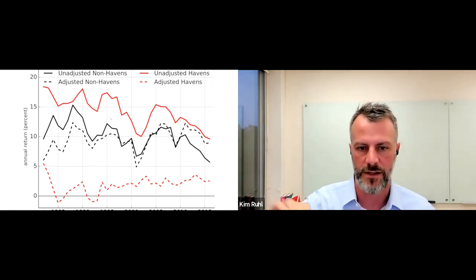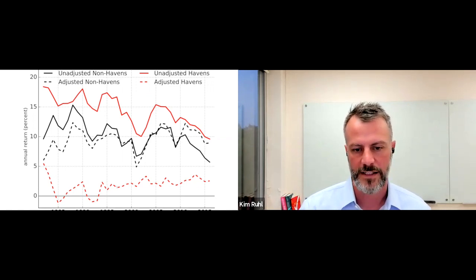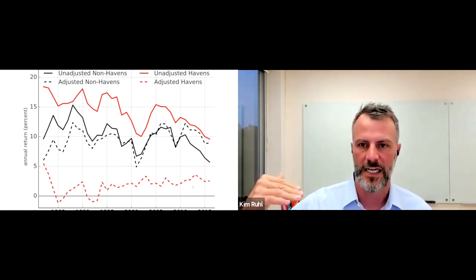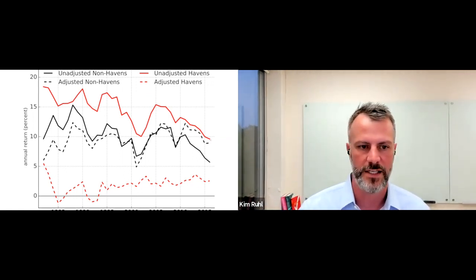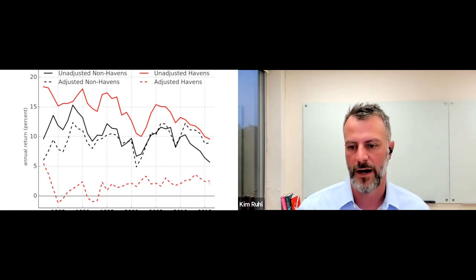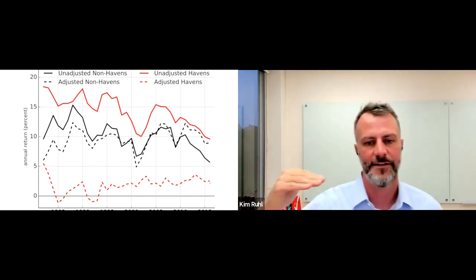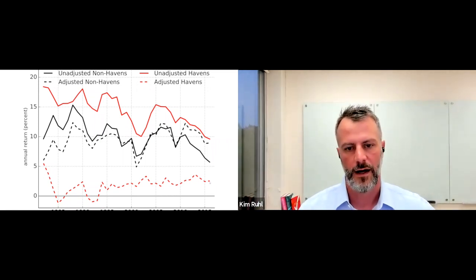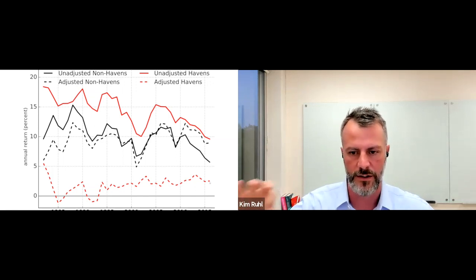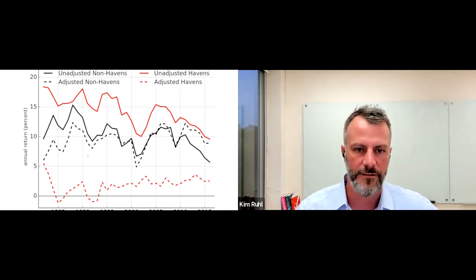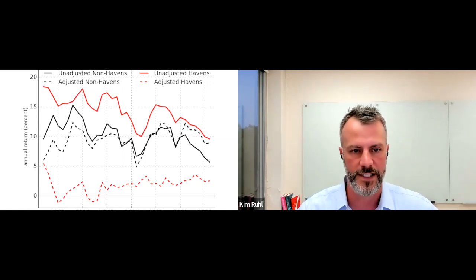Then once we make our adjustment, that's the two dotted lines. If you look at the red dashed line here, you see that the rate of return in tax havens falls dramatically. In 2016, it falls from almost 10% to about 3%. And so the rate of return in tax havens really falls quite a bit, and is driving a lot of that aggregate change in the rate of return. And then for the non-tax havens, these things don't change very much, right? It's fairly similar to each other.